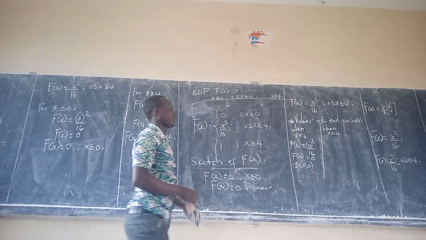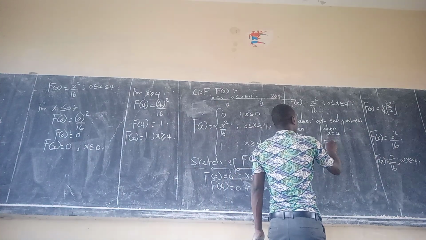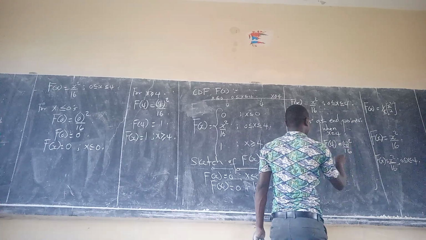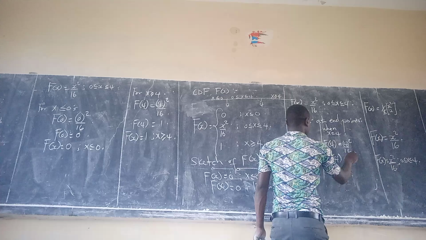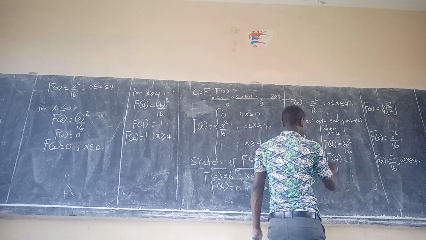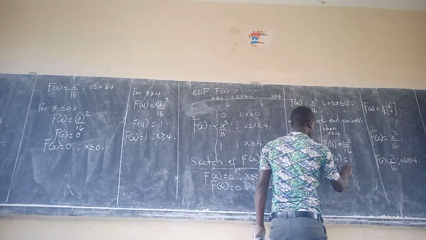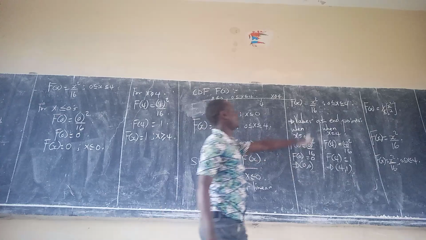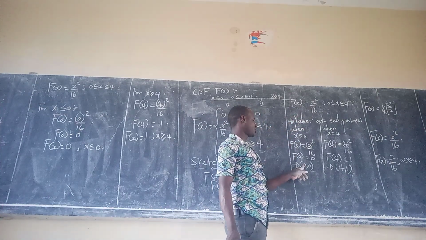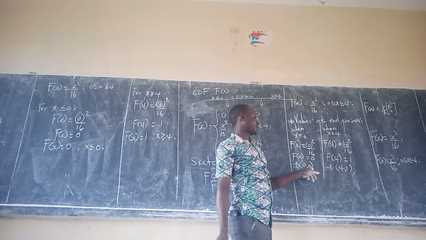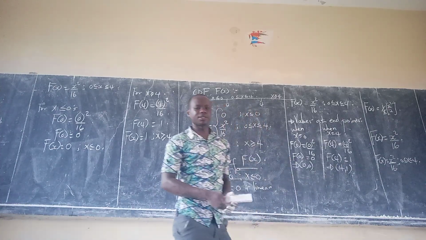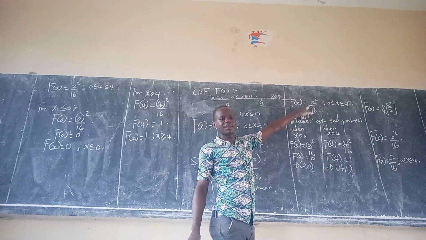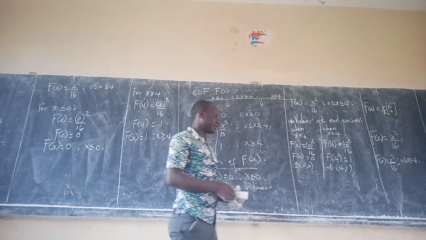When x is 4, capital F of 4 becomes 4 squared over 16, and our capital F of 4 will become 1. So the point to plot is (4, 1). So it means our nonlinear CDF is going to start at (0, 0), and it will end at (4, 1). Now, since this is nonlinear, we shall also need to find the turning points for that CDF.